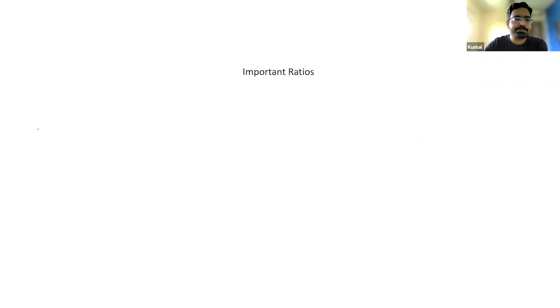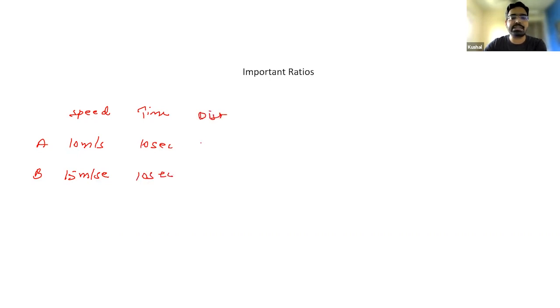So let's say there's a person A and a person B. A is moving at 10 meters per second and B is moving at 15 meters per second. Let's say both of them wish to travel for the same time period. They say each of us is going to travel for 10 seconds. Then what is the distance traveled by A? The distance traveled by A will be 100 meters. The distance traveled by B will be 150 meters, right?